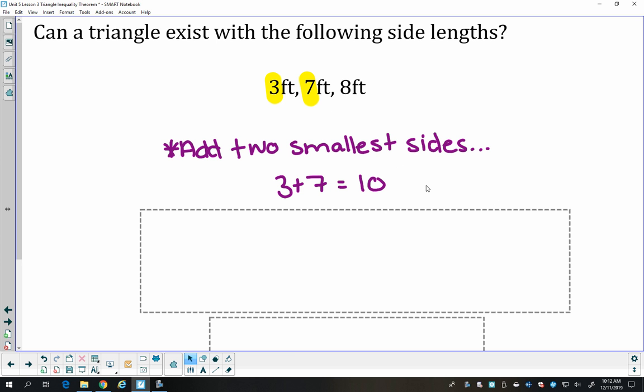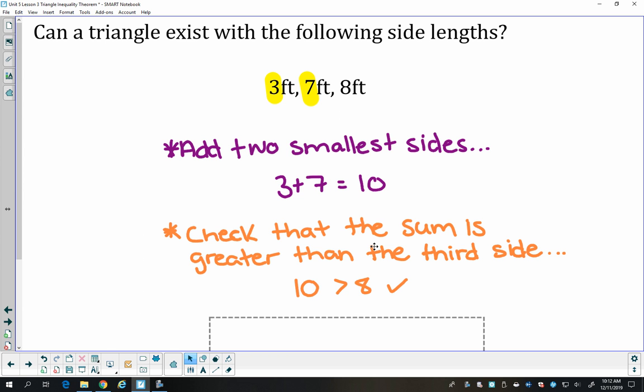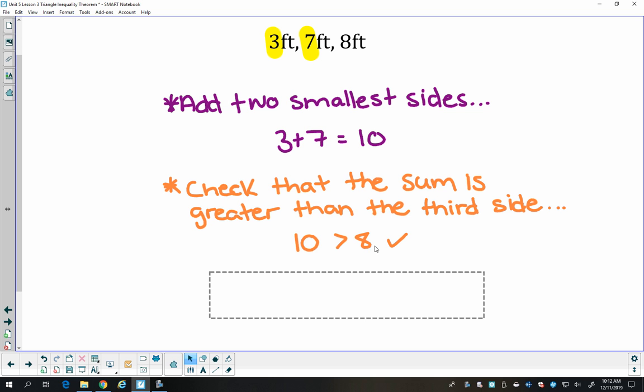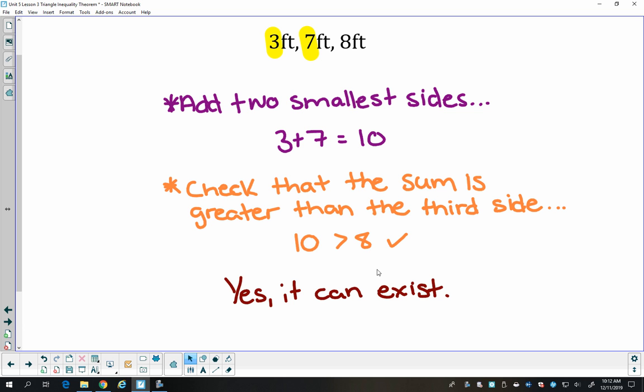In order to make a triangle with sides 3, 7, and 8, this sum, 10, needs to be bigger than my third side, 8, which it is. 10 feet is longer than 8 feet, so the sum of my two sides is bigger than the third side, and therefore I could build a triangle with these side lengths.